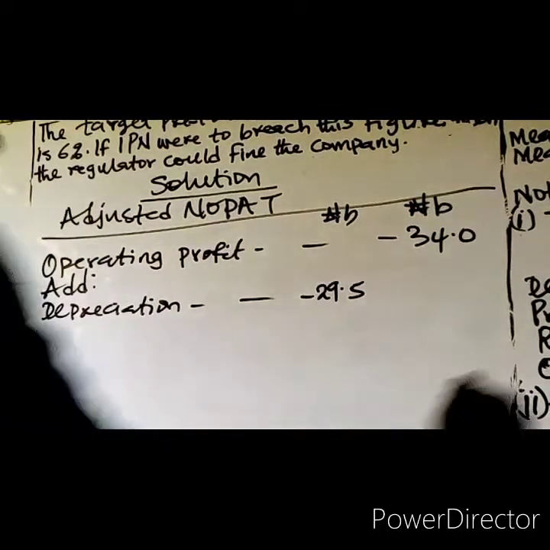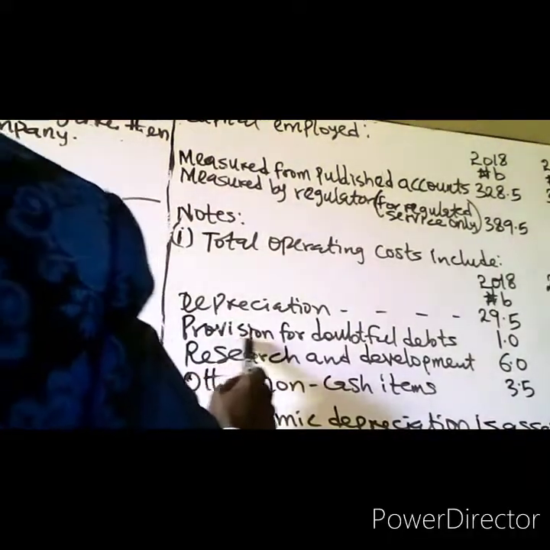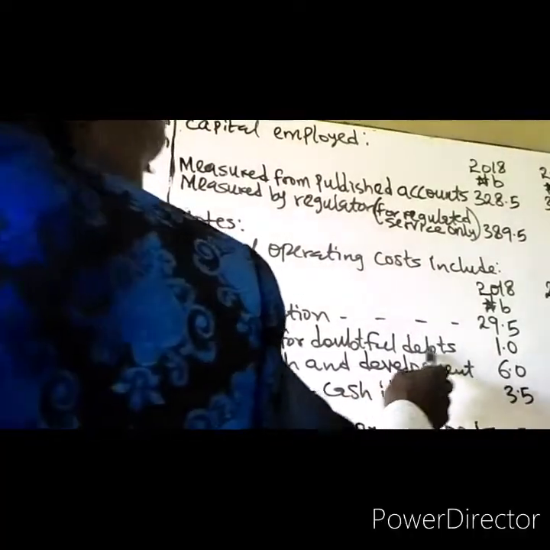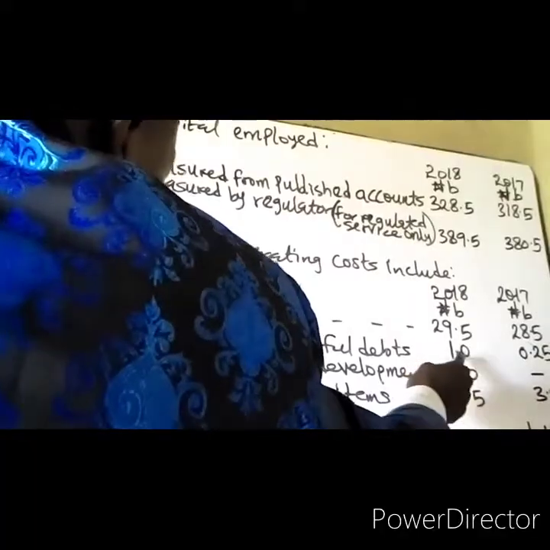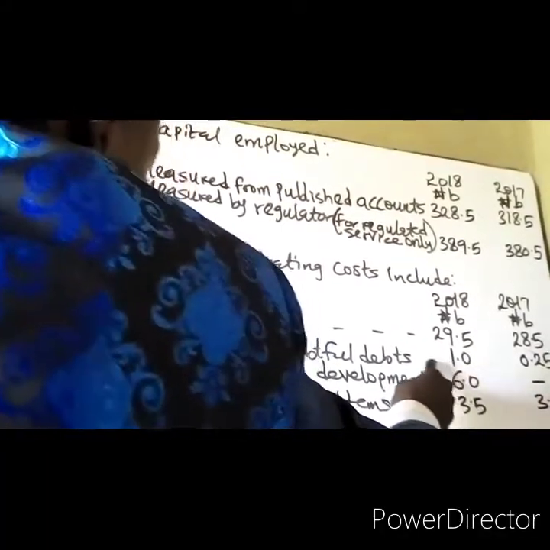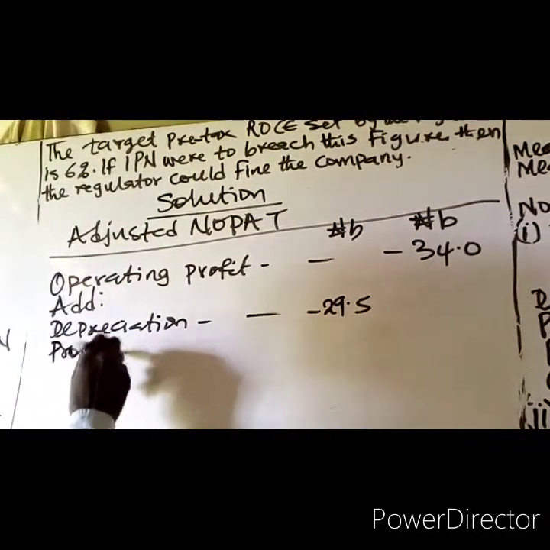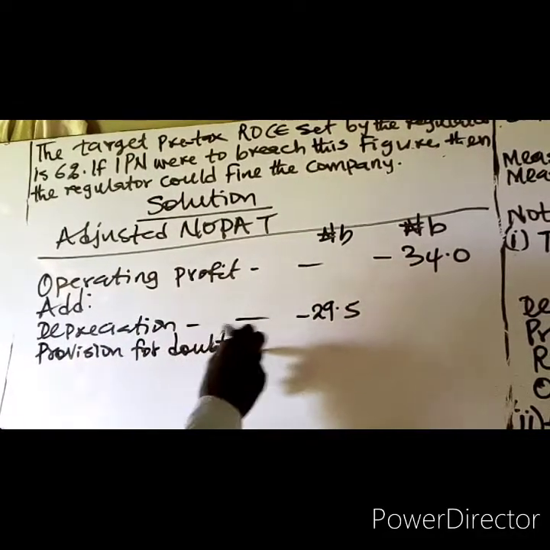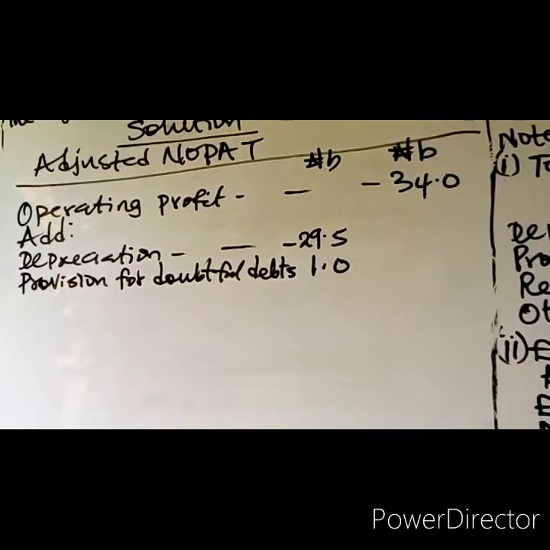Then we also have provision for doubtful debts. I'm telling you that it is the amount of increase in provision that will be added, while a decrease should be subtracted. This is the amount charged for the year. So since it has been included, it shows that this is an increase in provision for doubtful debts. So we have provision for doubtful debts, and that is 1.0 billion.